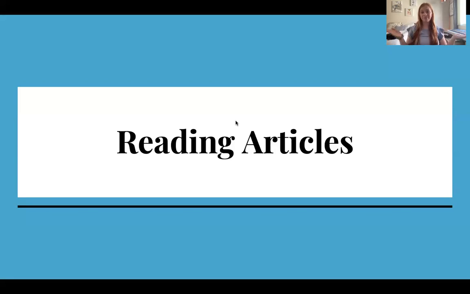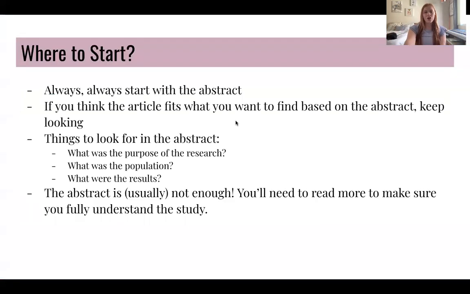Okay, so now you have your article. How are we going to read it? There are lots of different ways. So always start with the abstract. The abstract is just like a brief summary. It's kind of like when you read a novel, there's the little blurb on the back that tells you what happens in the book. That's the best way to start, right? You're going to find out a very brief summary of why they're looking at this, what they found, who was in the study, and what the results were. If you think that the article fits what you want to find based on the abstract, keep reading through. If you read the abstract and you're like, oh, that's not really what I was looking for, then find another article. It's not a big deal. Or save this one to read for later when you have more time.